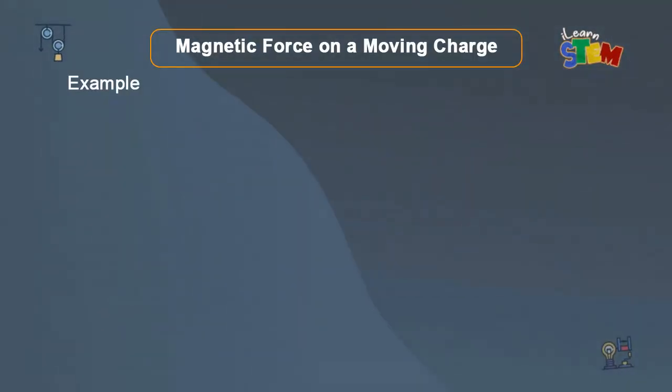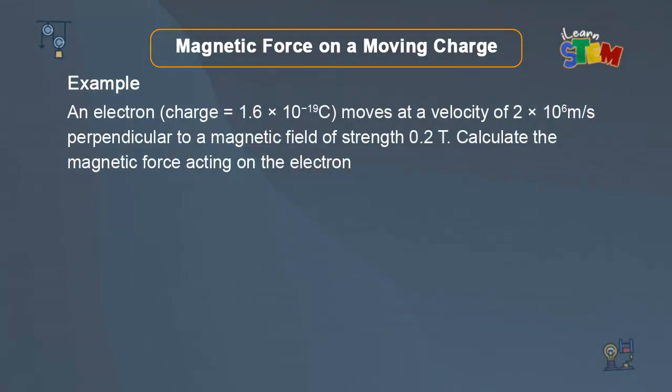Let's solve a problem. An electron, which has a charge of 1.6 times 10 to the power of minus 19 coulombs, is moving with a velocity of 2 times 10 to the power of 6 meters per second. It is moving perpendicular to a magnetic field that has a strength of 0.2 Tesla. Calculate the magnetic force acting on the electron.